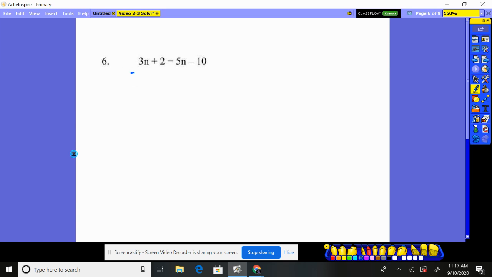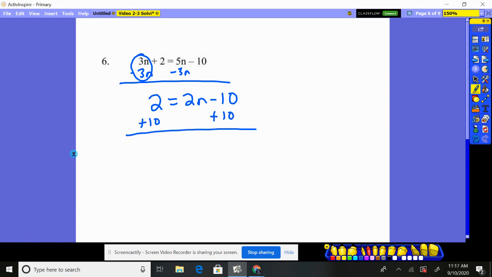I'm going to move the 3n because I just move the smaller number over. That's gone there. I'm left with 2 equals 2n minus 10. So now on the right, I have all my variables. So I want to get rid of that minus 10 that's with my variable, move him over to be with his buddy, the number over there. So I'm going to add 10 to both sides of the equation.